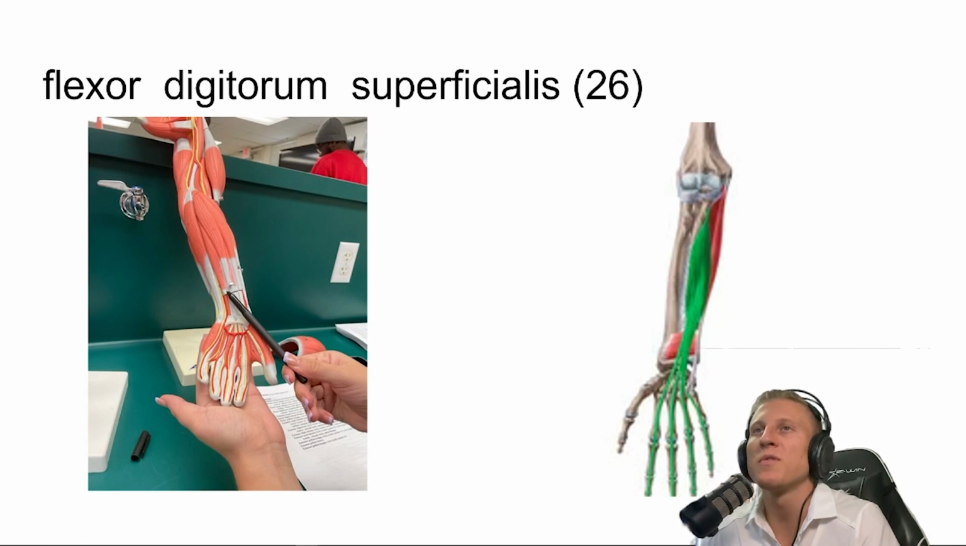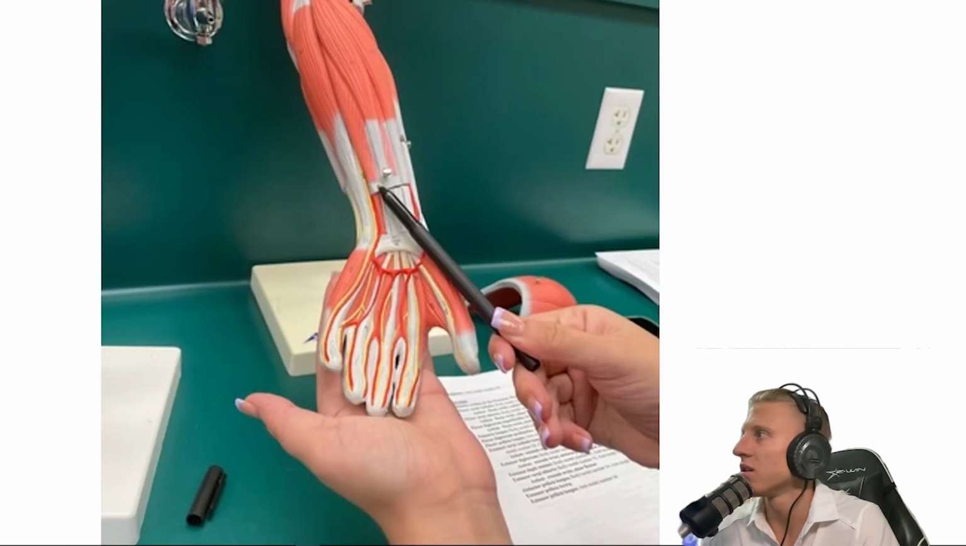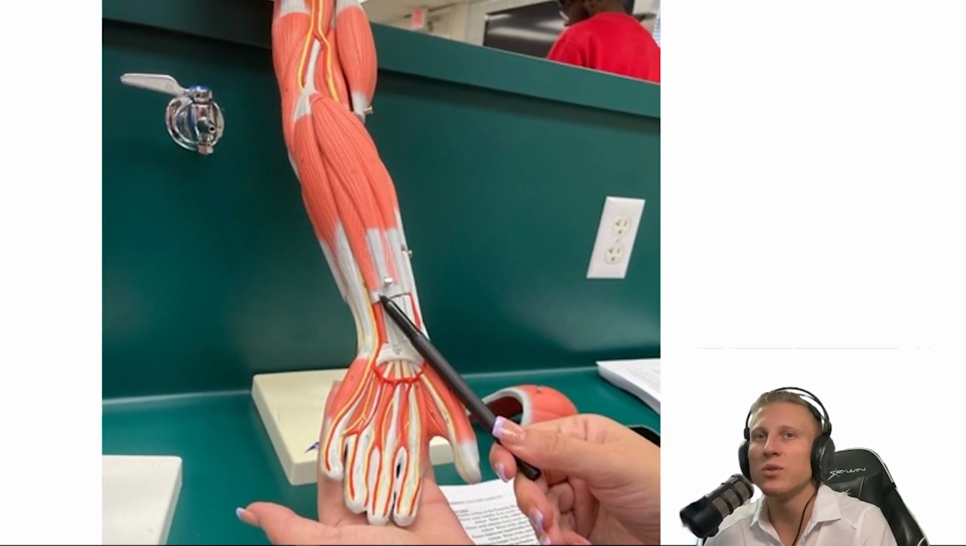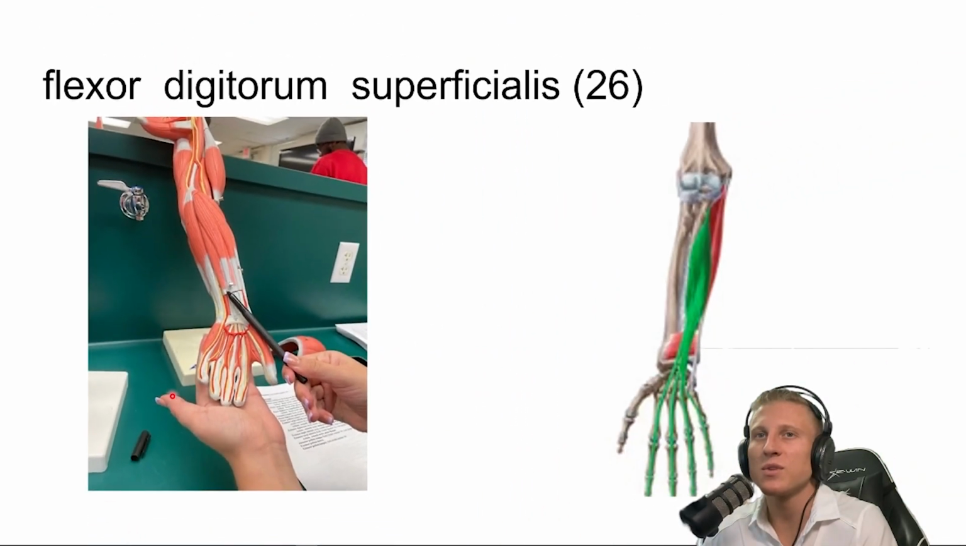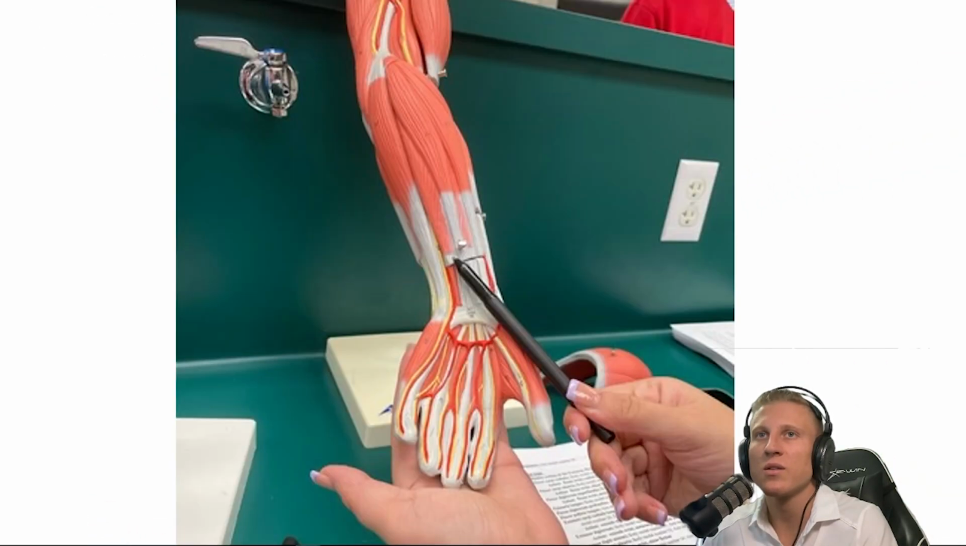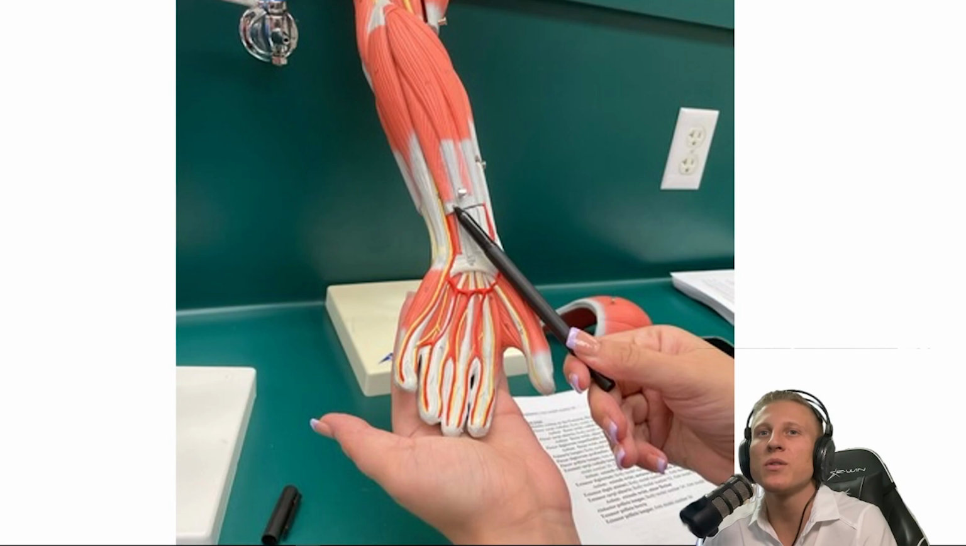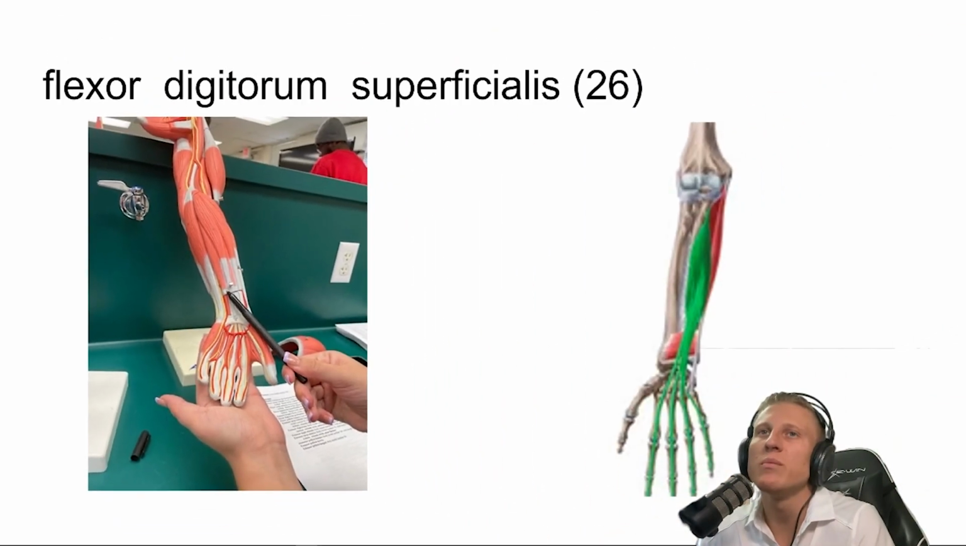Flexor digitorum superficialis. This is the one that's only telling you a half truth again. So if I was to zoom in on that, is there a way I can do that? Oh, that's so cool. I didn't know you could do that. Okay. Yo, this is cool. Discover something new every day, right? Pen. Does it not let me do both of those things at the same time? Oh, that's so dumb.